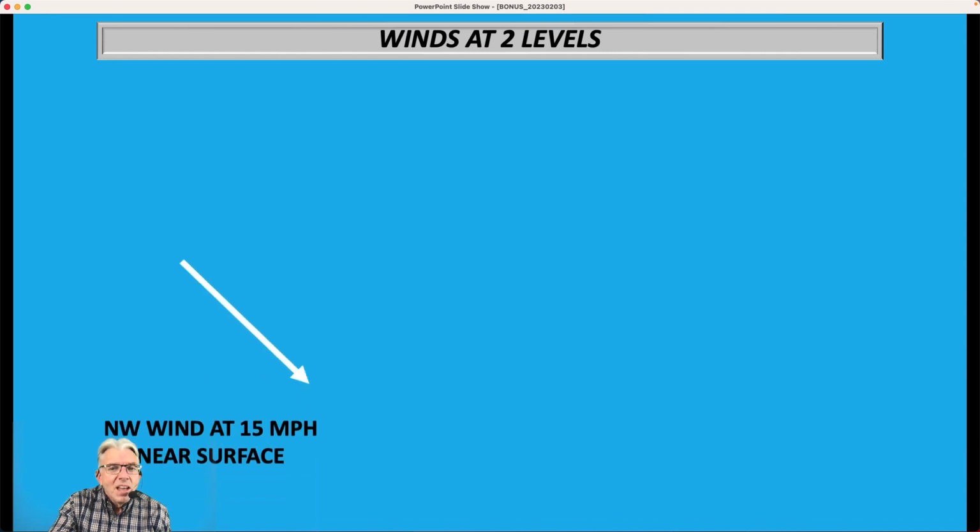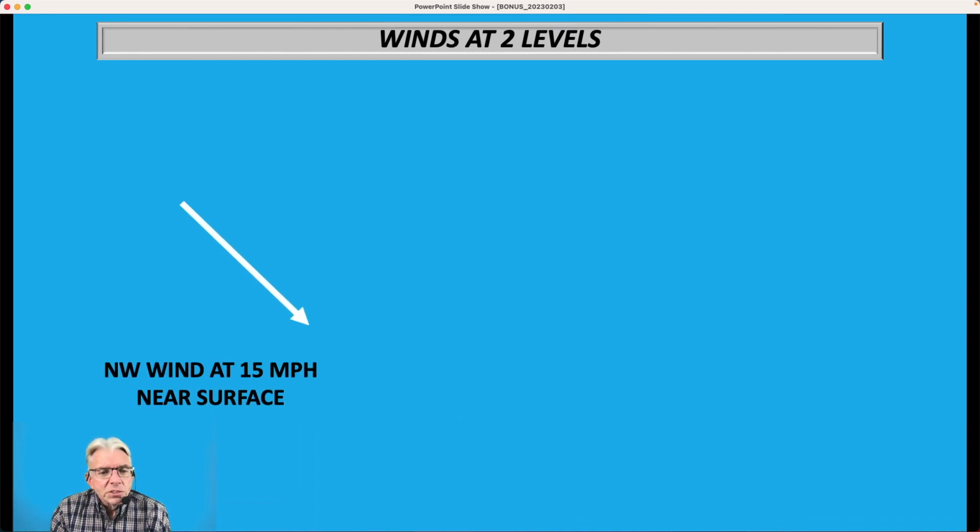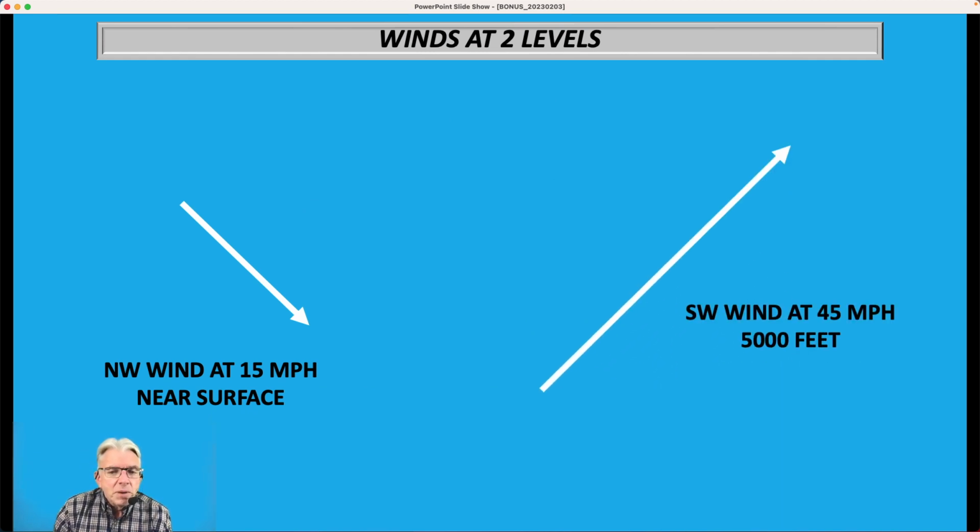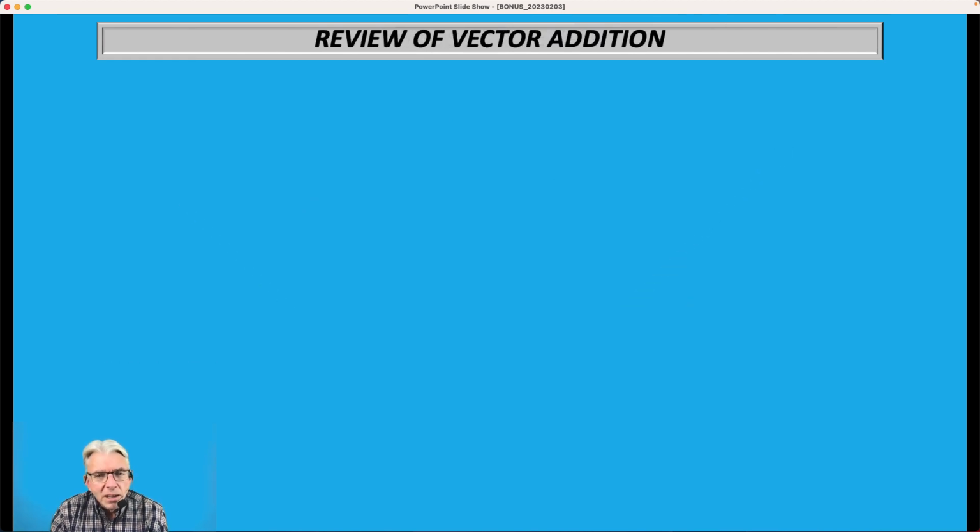In fact, right now. All right, so let's have a hypothetical situation where the winds near the ground are out of the northwest at 15 miles per hour, and the winds at about 5,000 feet are blowing from the southwest at 45 miles per hour. Okay, so northwest near the ground, southwest about a mile up.